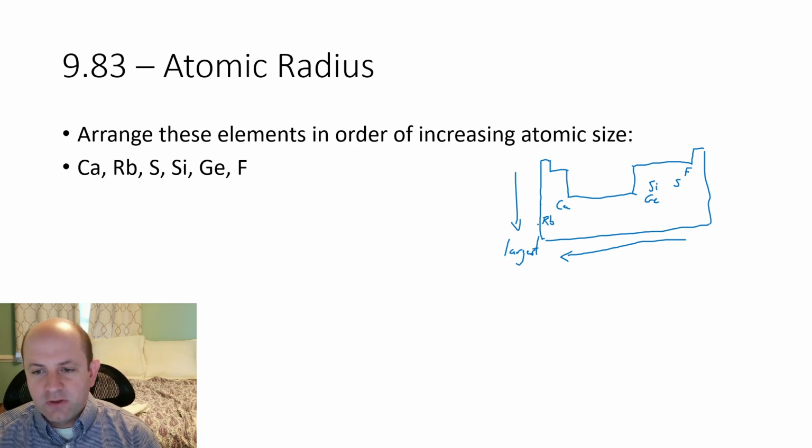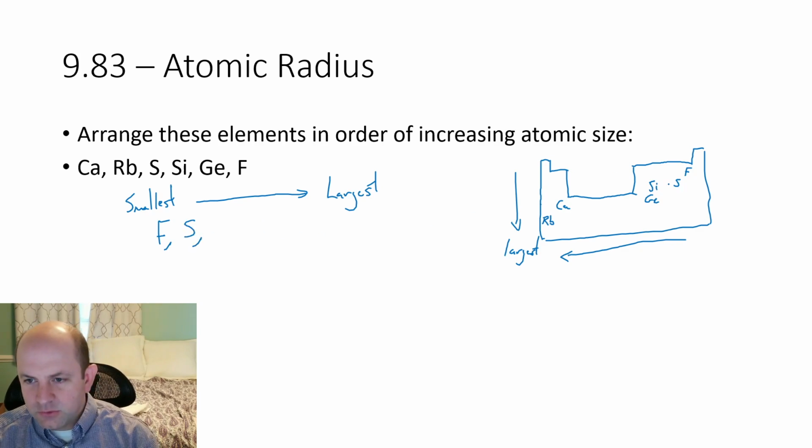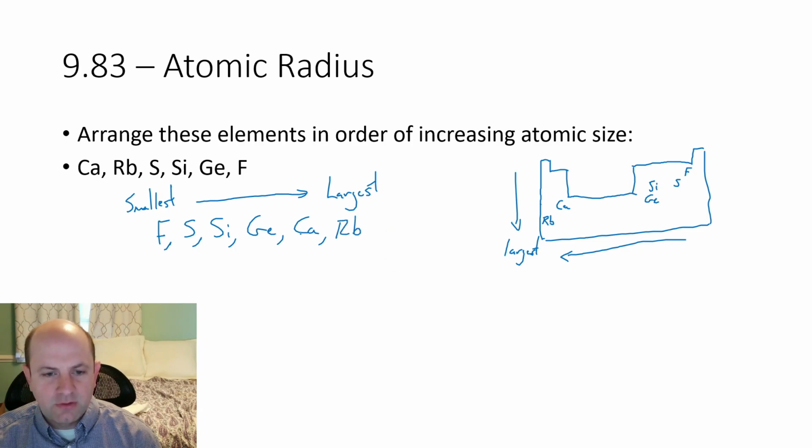Yep. So if I look at that, for all these, I'm going to say the smallest one will be in the top right. Well, that's fluorine. But let me here put smallest, so we know which way we're going. Let's see, and then we just start moving to the bottom left. So sulfur comes next. To the left is silicon. And then below that is germanium. And then we keep going left, left, left, and there's calcium. And then down to the left of that is rubidium. So that would be the largest of these 6.